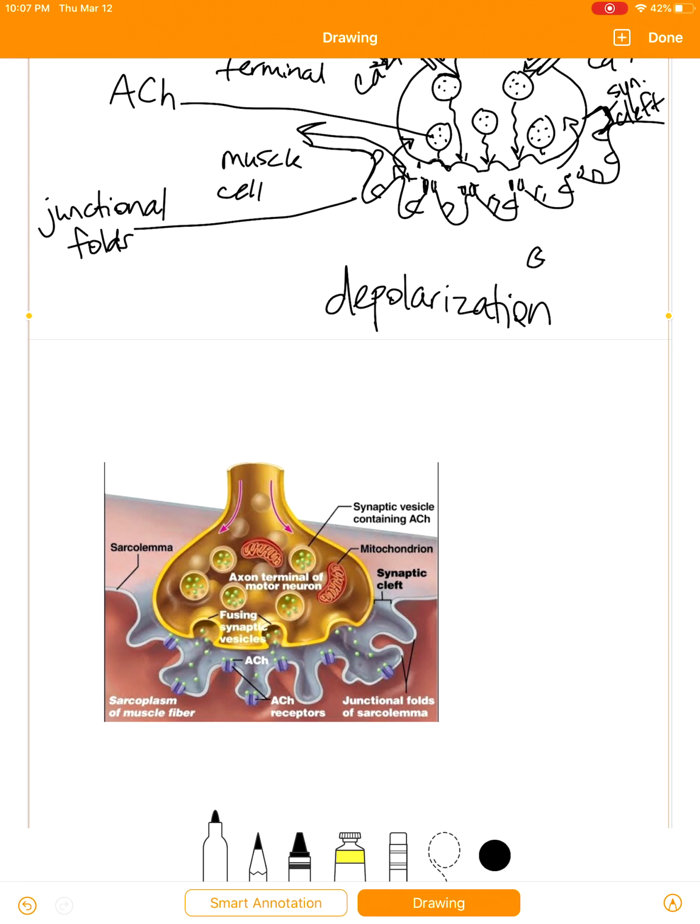Now, neuromuscular junctions are seen in every single individual skeletal muscle cell in your body. Every skeletal muscle cell in your body has its own neuromuscular junction. So it is an extremely intricate structure and setup.